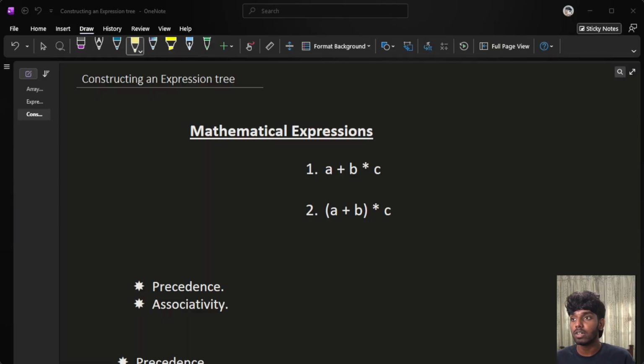Okay, so right now I'm going to talk about how to construct an expression tree. Right here we have two mathematical expressions. These are some basic mathematical expressions, and when we construct an expression tree, we use expressions like these. When we are constructing an expression tree, we have to be concerned about two things, the precedence and the associativity. According to these, we construct the expression tree.